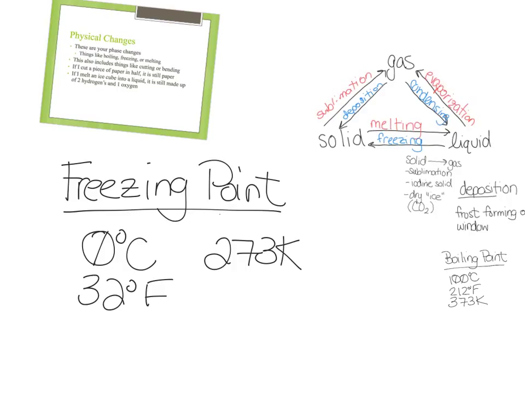Now the other class asks, will there ever be a situation where something could coexist as more than one state of matter? And that happens all the time. Like when you have a glass of ice water, you have both ice and liquid at the same time. What is the temperature of a glass of ice water?